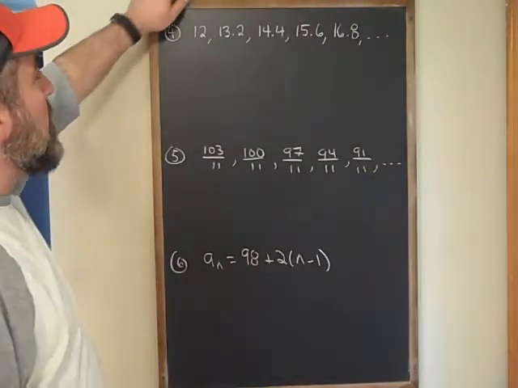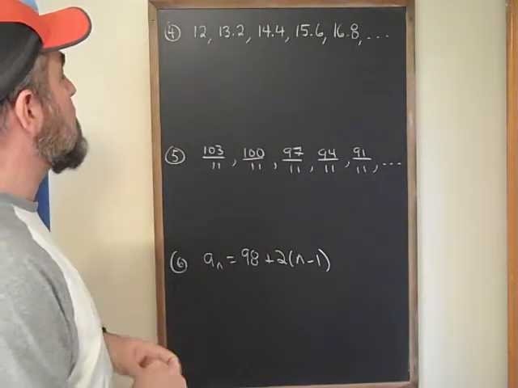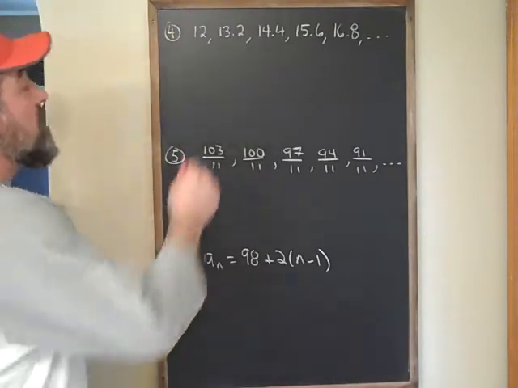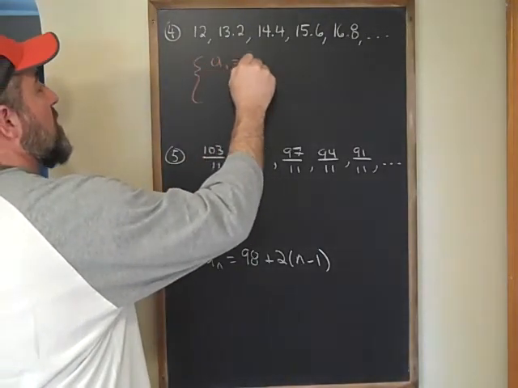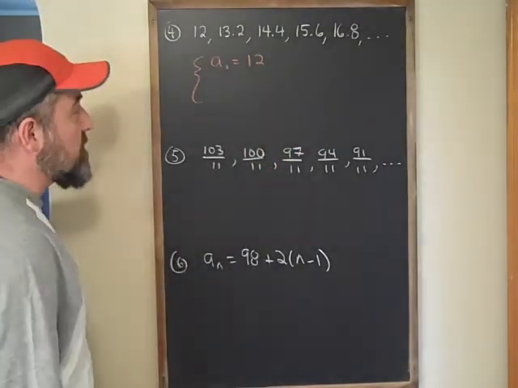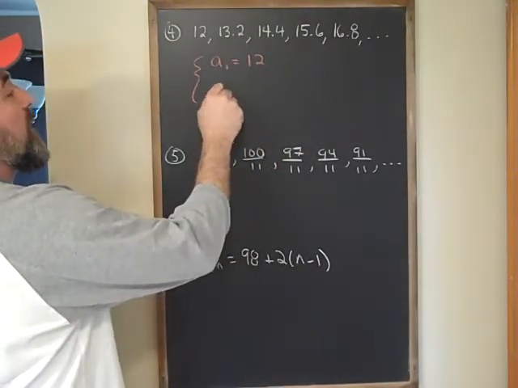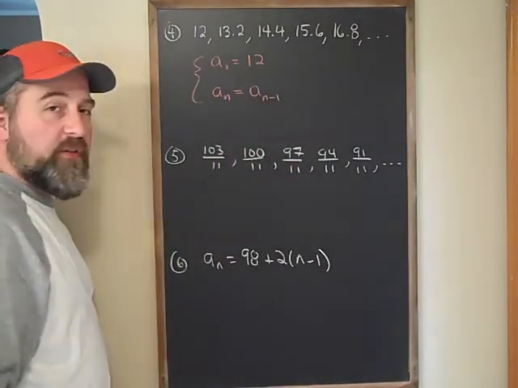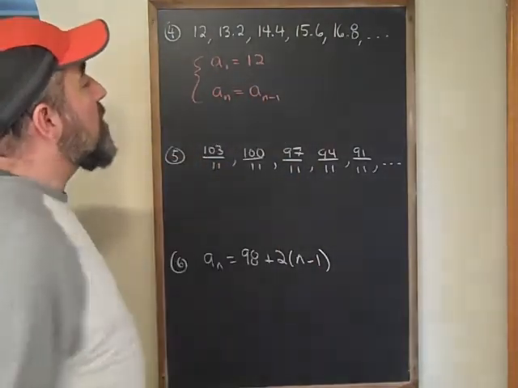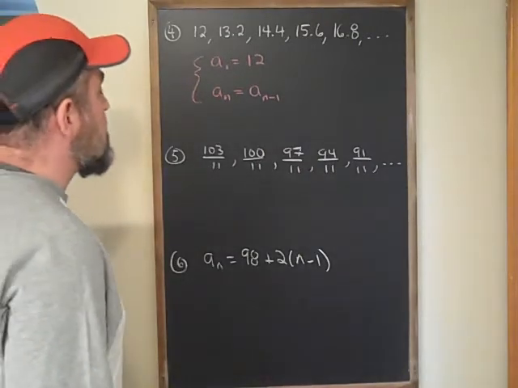For example 4, we're given a sequence. We can see what the first term is. Let's write the formula starting with a sub 1 is 12, which simply says the first term is 12. And now a sub n, any term, is a sub n minus 1, the previous term. Then we have to figure out how we are getting from one to the next.